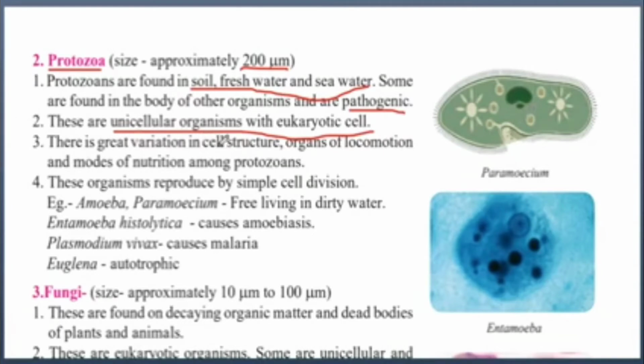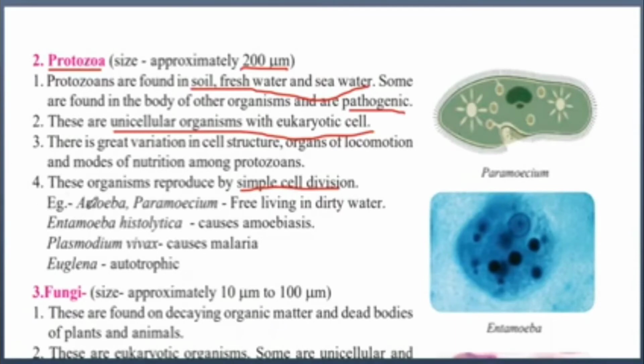There is great variation in cell structure, organs of locomotion and modes of nutrition among protozoans. So protozoans is a very big class with many organisms present in it. All of them have different types of cell structure and different organs of locomotion. Some use cilia for motility and some use flagella. And modes of nutrition, that is, different protozoans acquire their nutrition in different ways. These organisms reproduce by simple cell division. That is, one cell will divide and form two different cells.